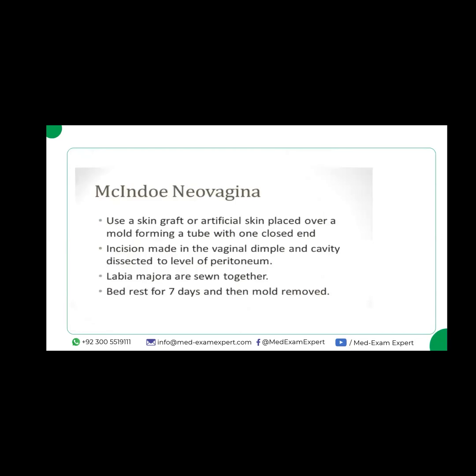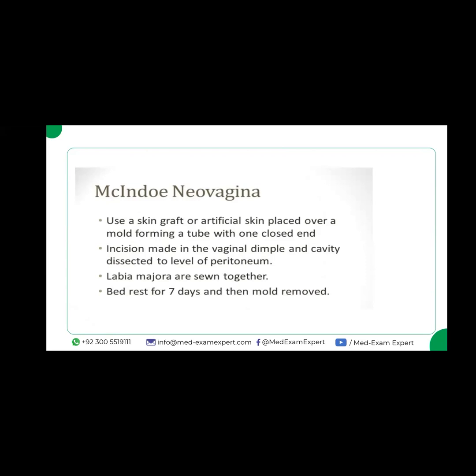The patients who do not get any benefit from the dilator, we offer surgical treatment, and the most important surgical treatment is the creation of a neovagina. In this, we use a skin graft or artificial skin, which is placed over a mold, forming a tube with one closed end. We make an incision in the vaginal dimple, and the cavity is dissected to the level of the peritoneum.